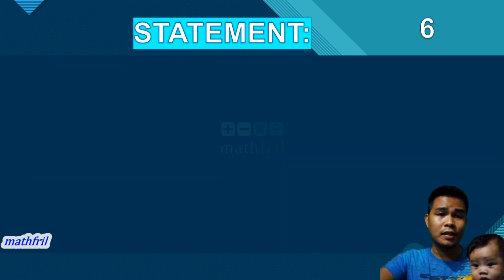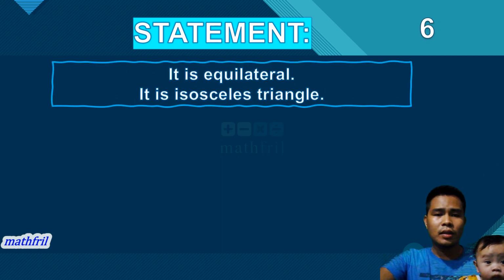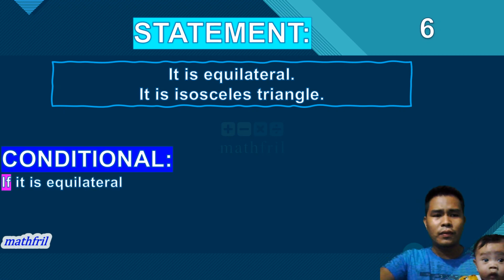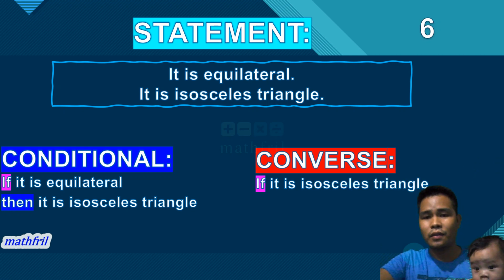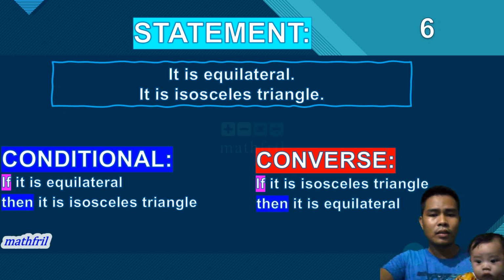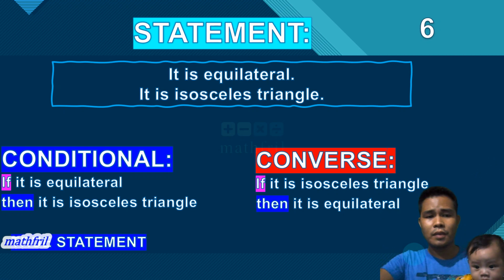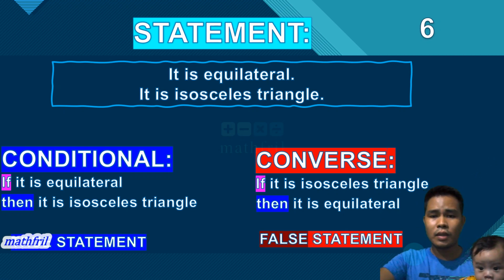Next would be number 6. Statement is this. It is equilateral. It is an isosceles triangle. If it is equilateral, then it is an isosceles triangle. Converse is, if it is an isosceles triangle, then it is equilateral. The first statement is a true statement, but the next is false. Because by definition equilateral has all sides equal, but the isosceles triangle does not have all sides equal, but only two sides. That's the idea of this statement.